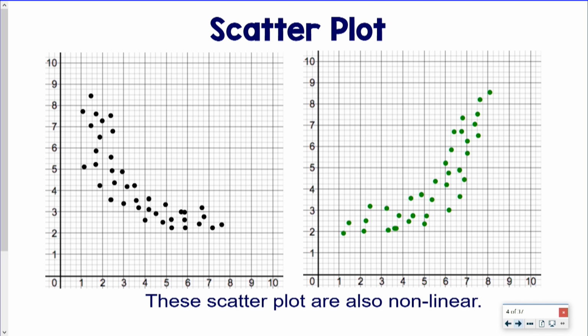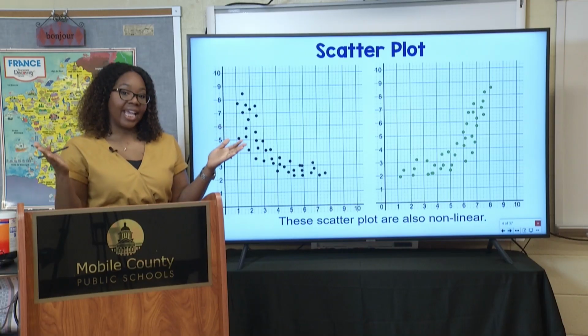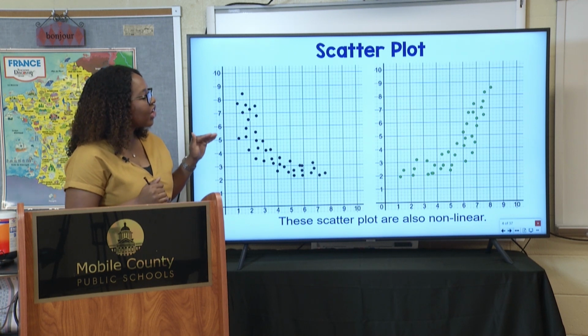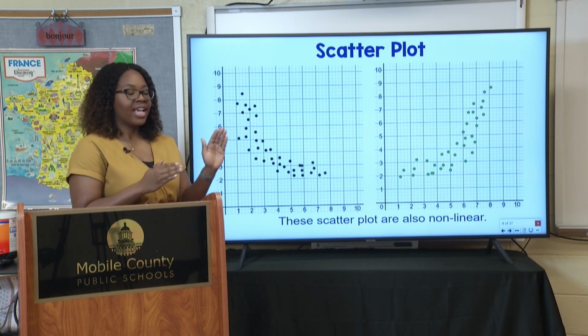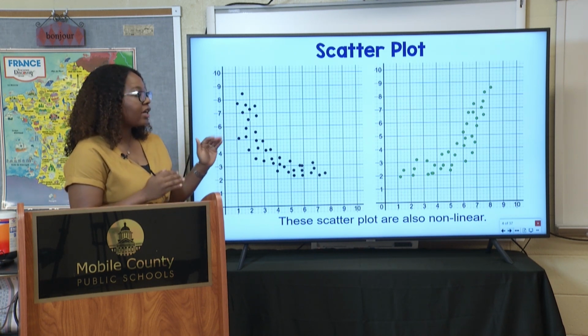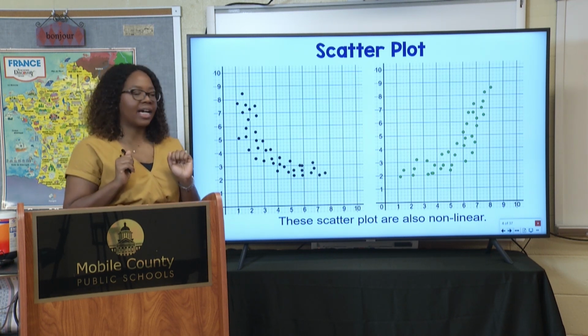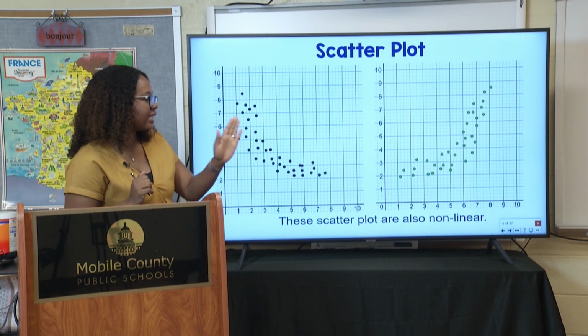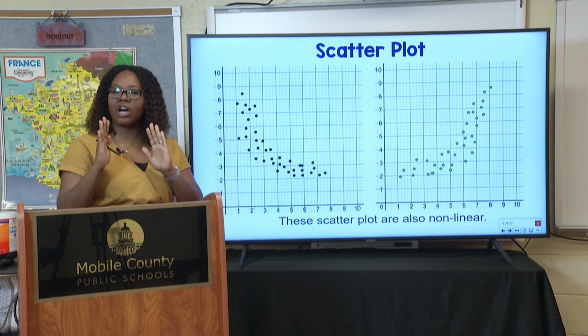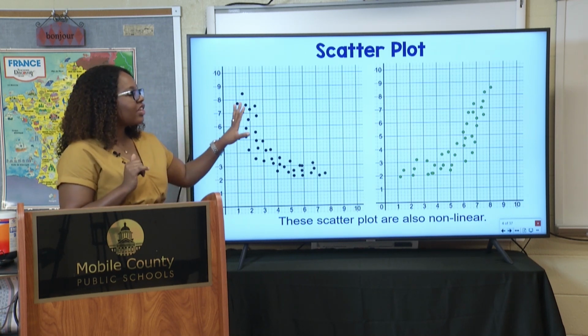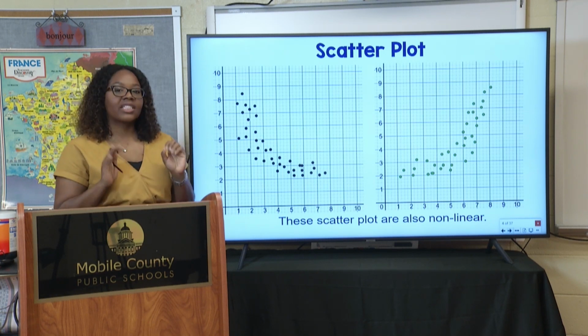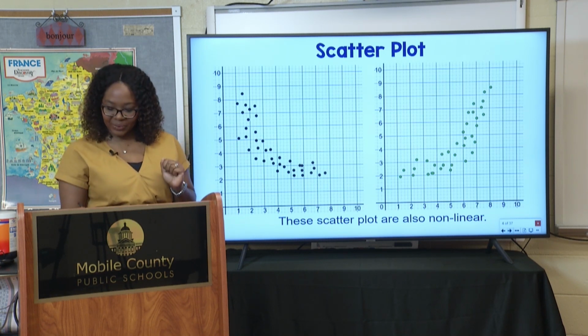Same is true for my green scatter plot. Notice that it does not look line-like, so it's not linear in nature. However, it is curving upwards. So as x is increasing, y is increasing, but it tends to kind of level off and become constant after, say, x is 6. That is another scatter plot that looks exponential in nature as well.